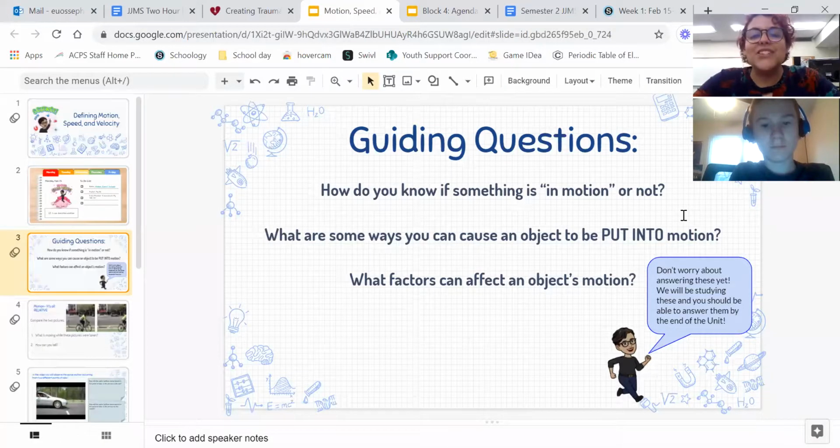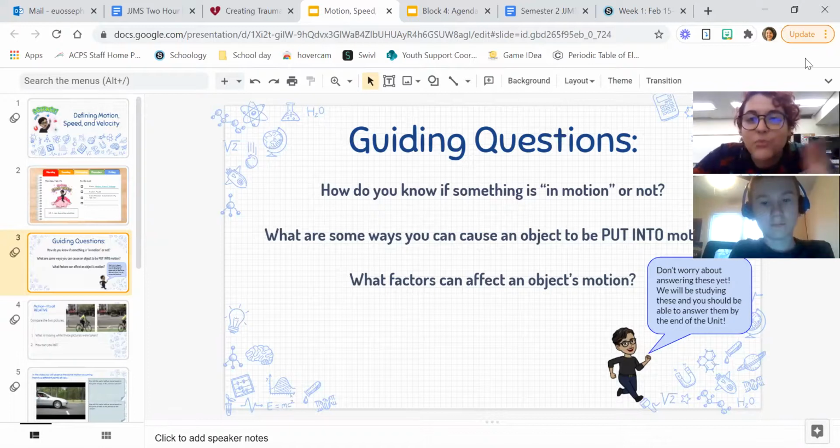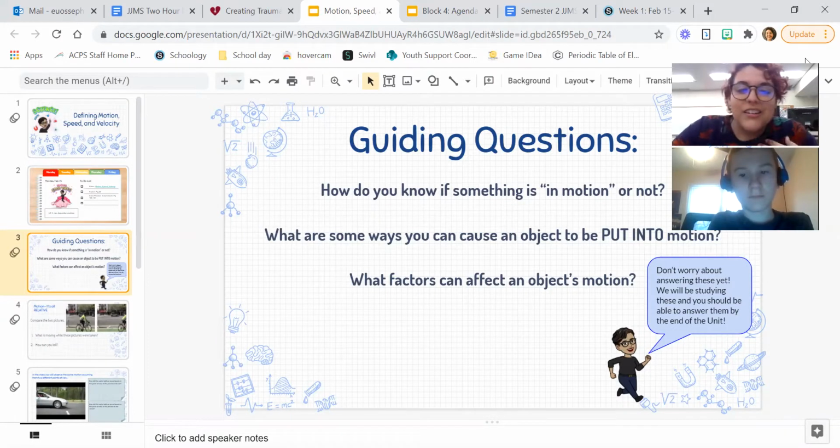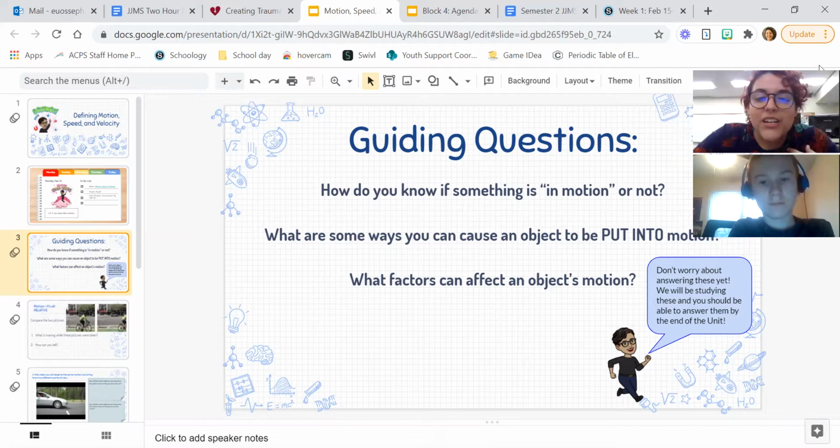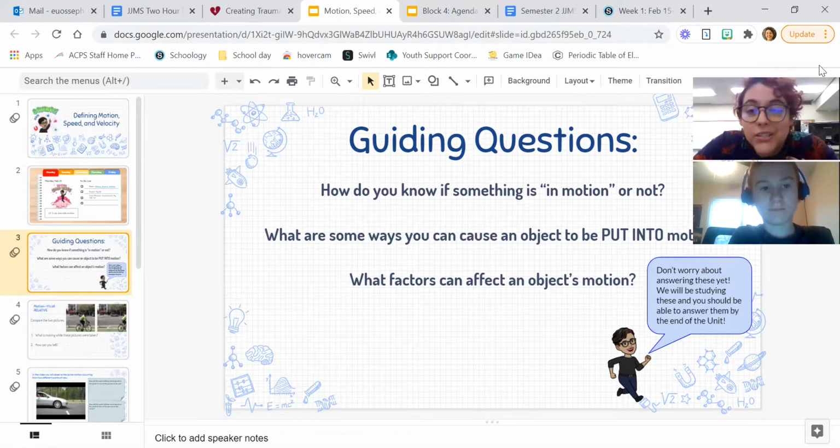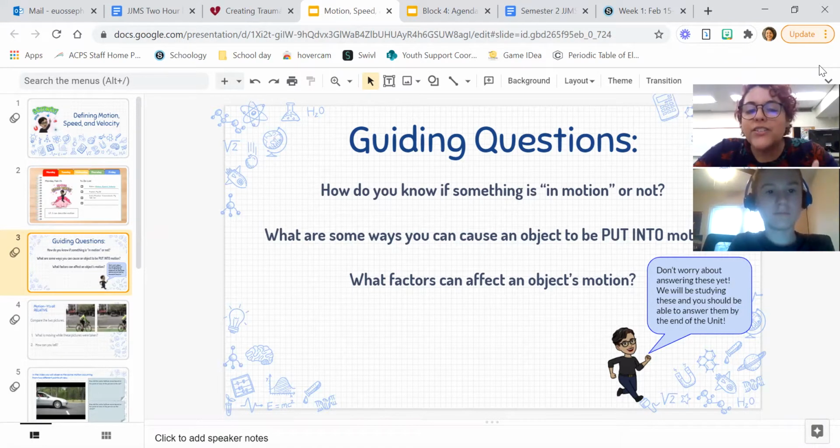Okay, so guiding questions for our new unit. How do you know if something is in motion or not? What are some ways you can cause an object to be put into motion? And what factors affect an object's motion?